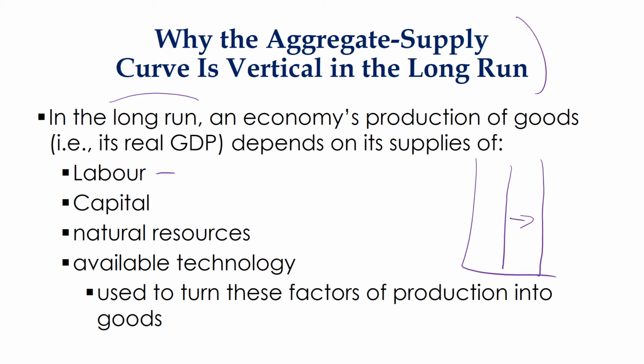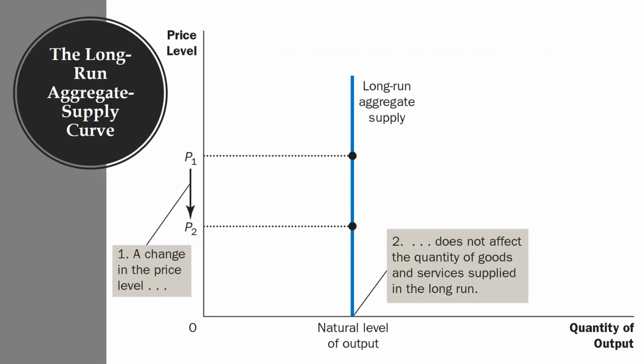We want the long run aggregate supply curve to be shifting right, because that improves our country's ability to produce goods and services. And that is a great way to increase our real GDP in the long run, and therefore also our standard of living.